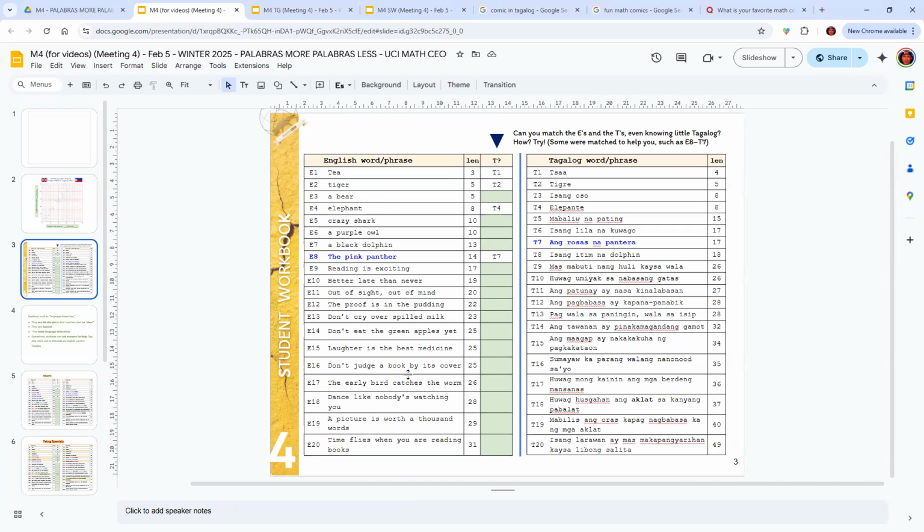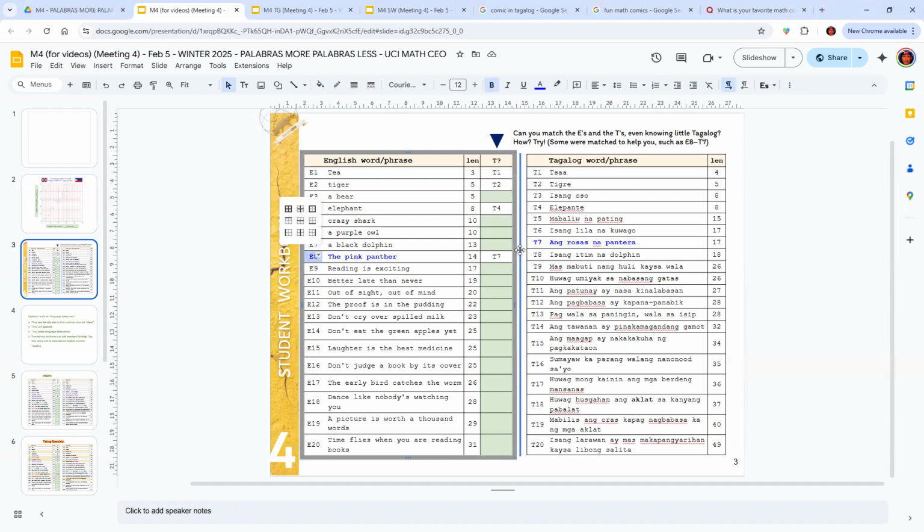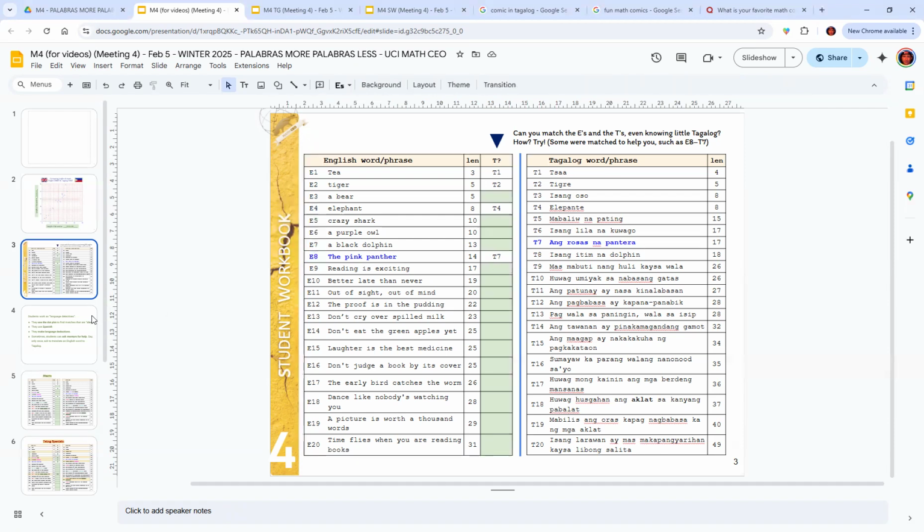And then we know that this set of words or phrases translates to this set, but not in the exact order because this is also sorted by length. So it's not going to be the case that just En corresponds to Tn. Sometimes, for example, E8 corresponds not to T8, but to T7 here. And so it's a fun little puzzle that students will do.